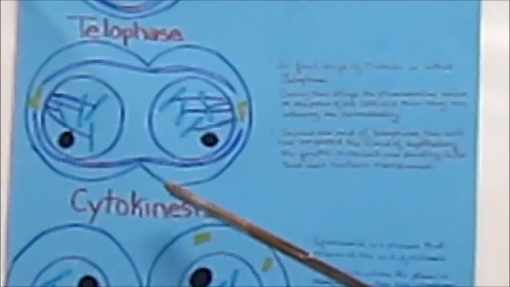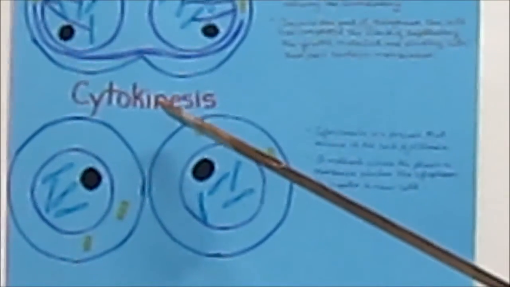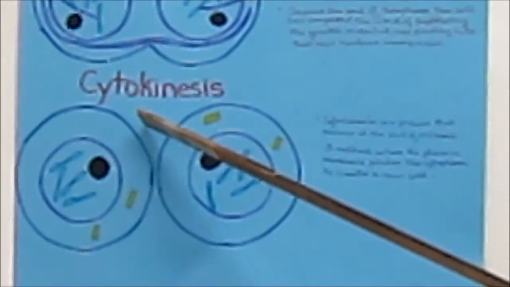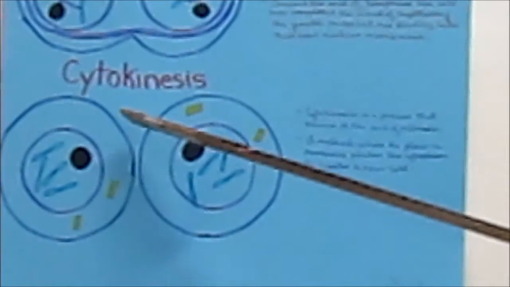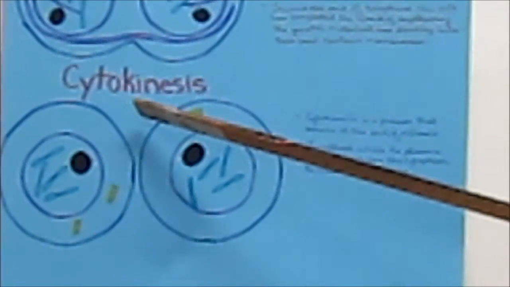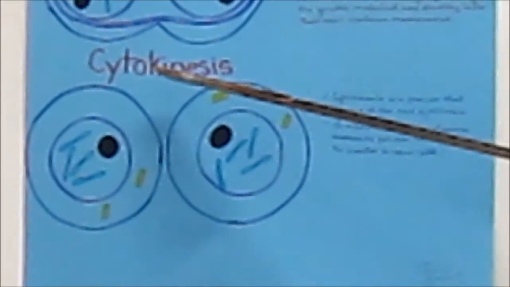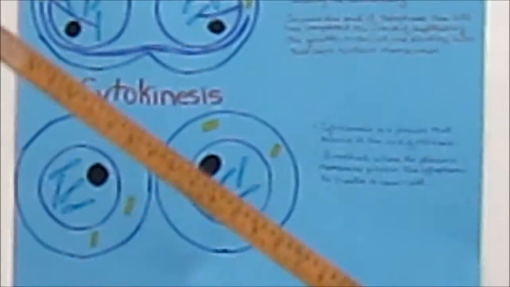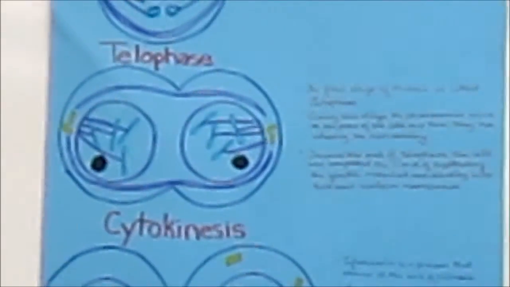Well, cytokinesis happens. It's a process at the end of mitosis, and is a method where the plasma membrane pinches the cytoplasm to create two new cells. It's like elastic on a balloon. And so it pinches off to make two complete packages of cells. There you go. And that's the end of cytokinesis. That's your lesson for the day.